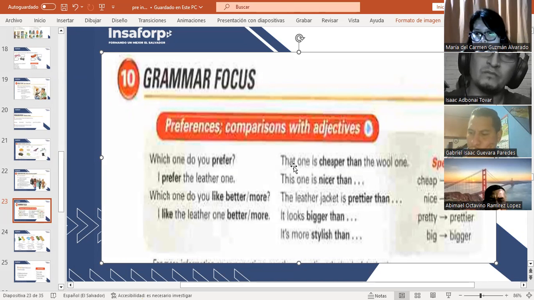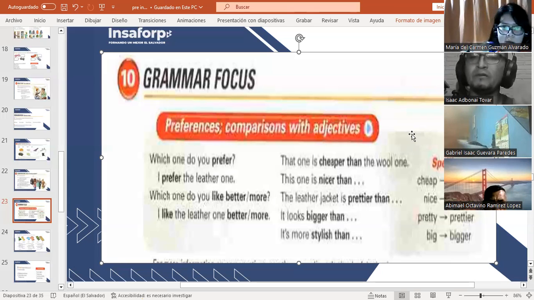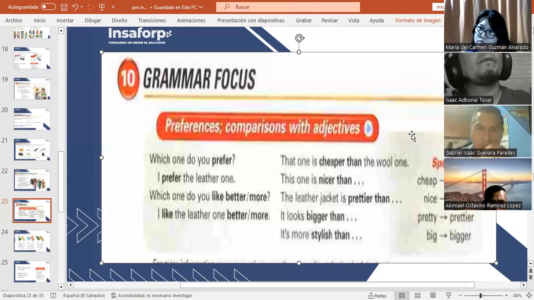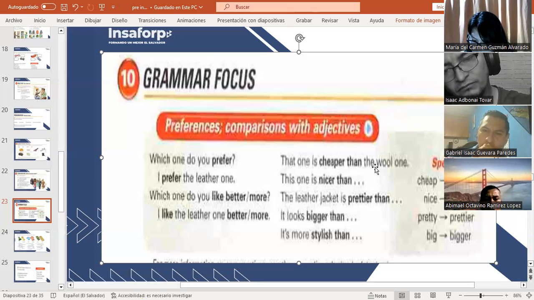Now, we have that one is cheaper than the wool. Ahí estamos usando la palabra than. Why? Because we are comparing two things of the same kind. We can talk about TVs, shoes, watches. And you can say that one is cheaper than the wool one.